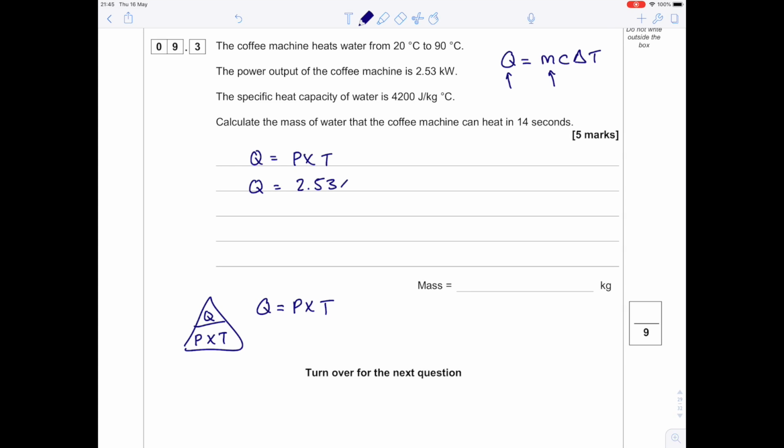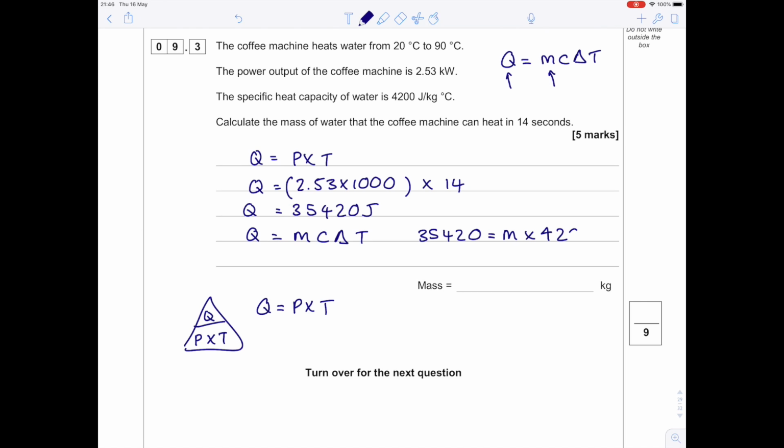So we need to convert again to watts by timesing by 1,000, and then time is just 14 seconds. So when you pop that into your calculator, you'll get an energy value which is 35,420 joules. So now we're ready to use Q equals mc delta T. So we've just worked out Q. We're after m. The specific heat capacity we've been told is 4,200. The temperature change up here is 70 degrees.